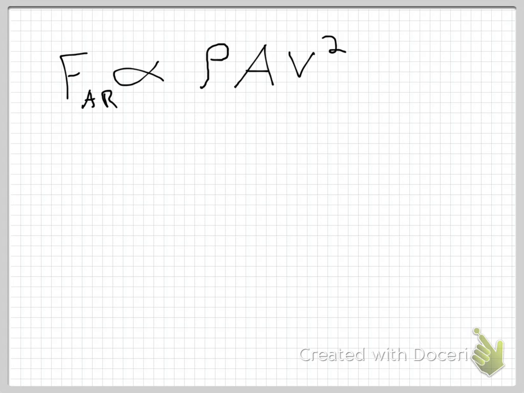And then if we really want to make this mathematically correct, we can erase our proportionality sign and replace it with an equation sign, but when I do that I have to find a proportionality constant.